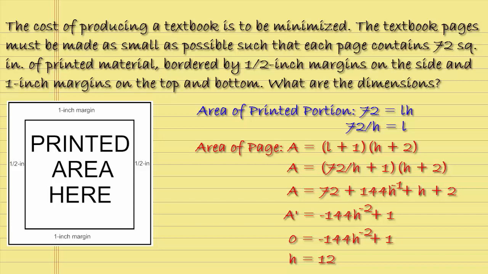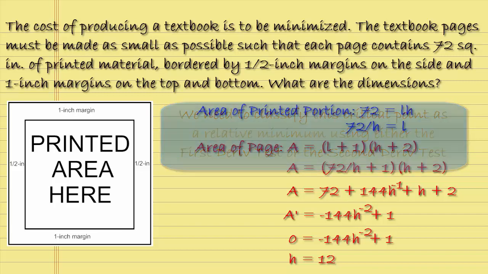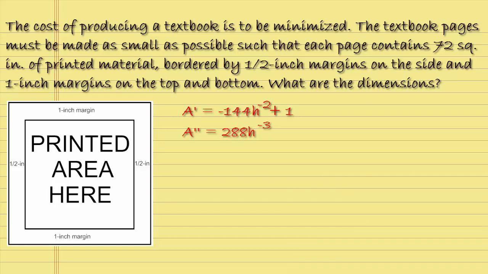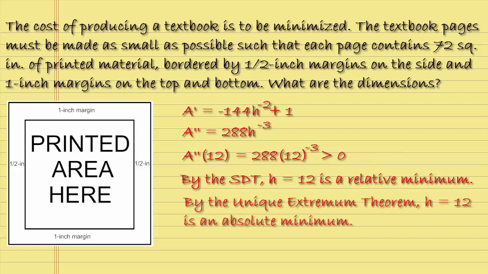Now we need to use the second derivative test or first derivative test to classify this critical point. Let's use the second derivative test. The second derivative, A double prime, equals 288 times H to the power of negative 3. Evaluating this at H equals 12 gives us a positive answer, which means that H equals 12 is a relative minimum by the second derivative test. Since it's the only relative minimum on the open interval from 0 to infinity, then by the unique extremum theorem, it is also an absolute minimum.